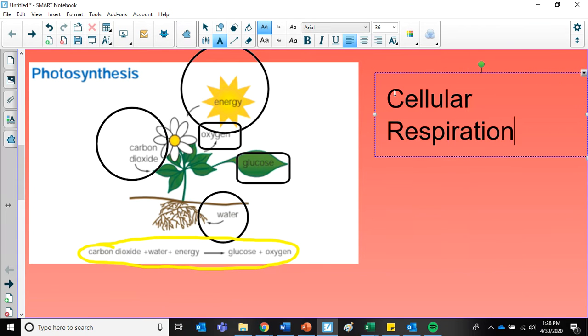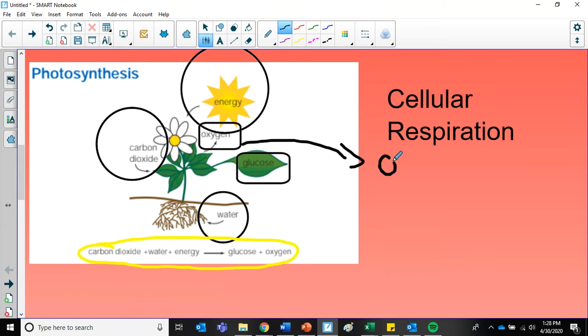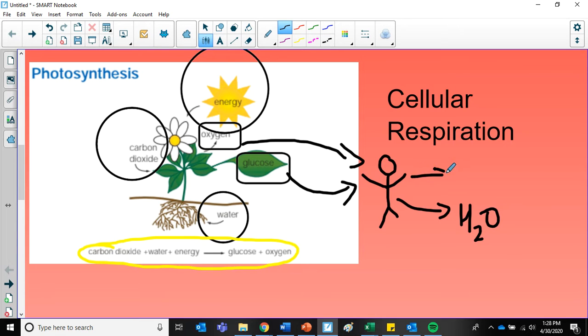Respiration is the exact opposite of photosynthesis. So this is what we will do. Humans will take in oxygen. This will be the in for our person right here. We will take in glucose, and then out comes water, like when we breathe, we have it on our breath, right? Out comes CO2 from our lungs, and then we also get the energy to do things.